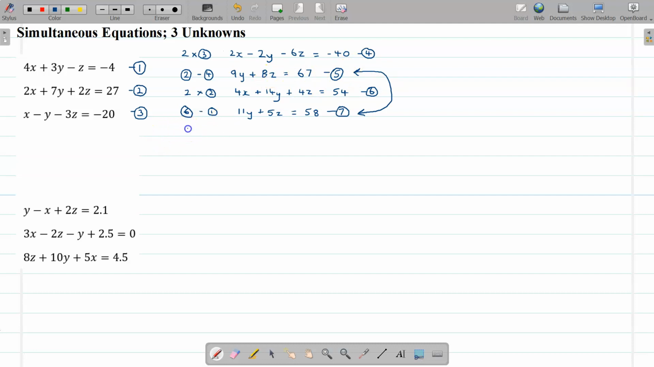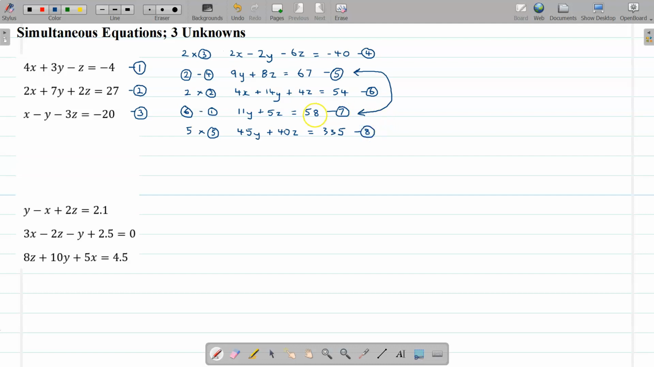So we have 5 times equation 5, which is going to give me 5 times this, which is 45y plus 40z, and it's also going to give me 5 times 67, which is 335. And I'm going to call that one equation 8.